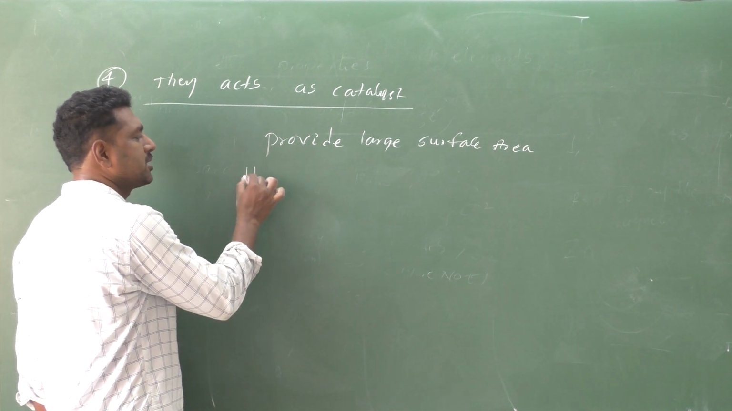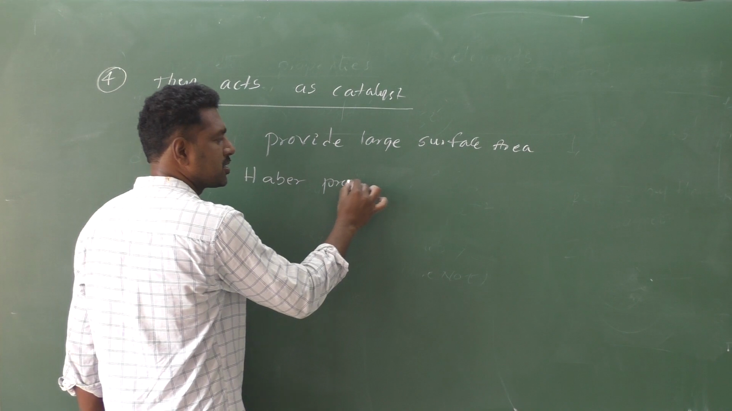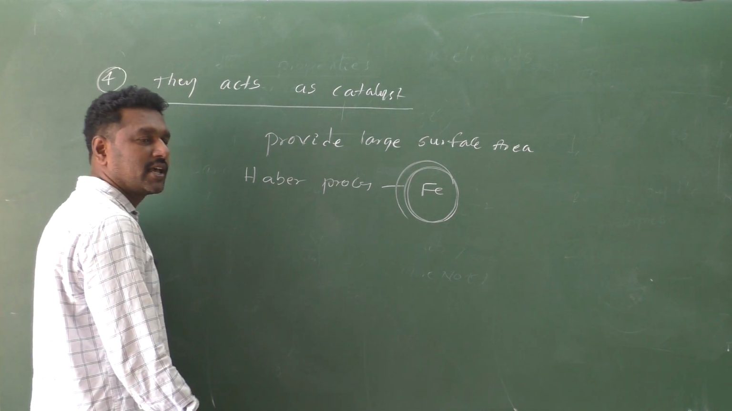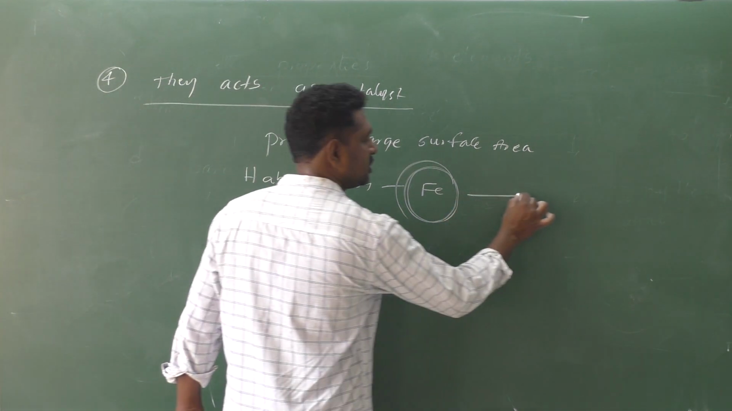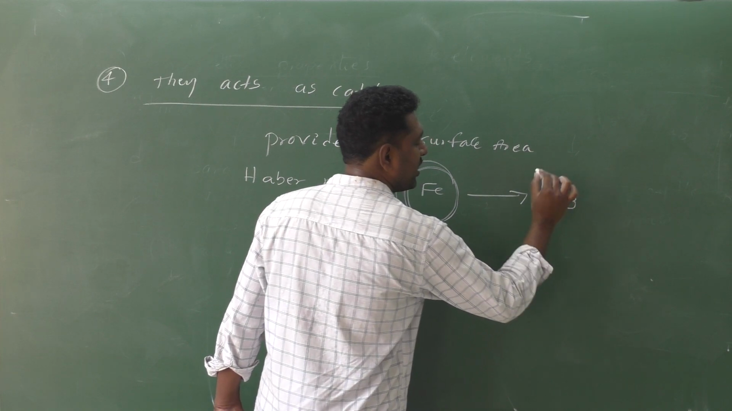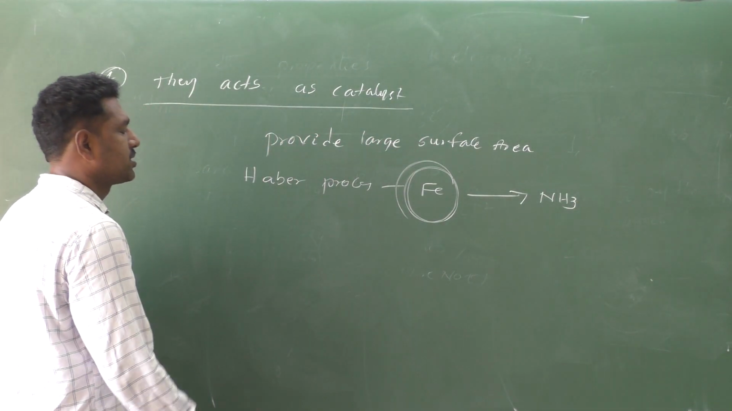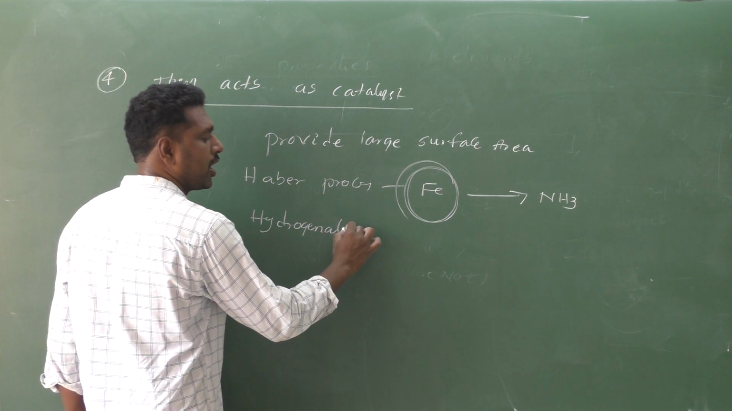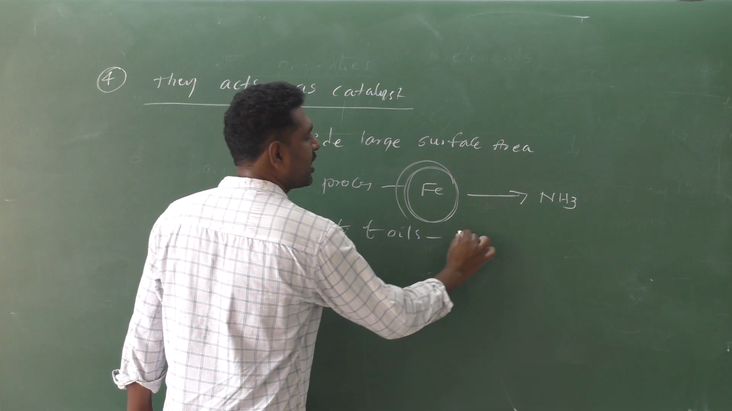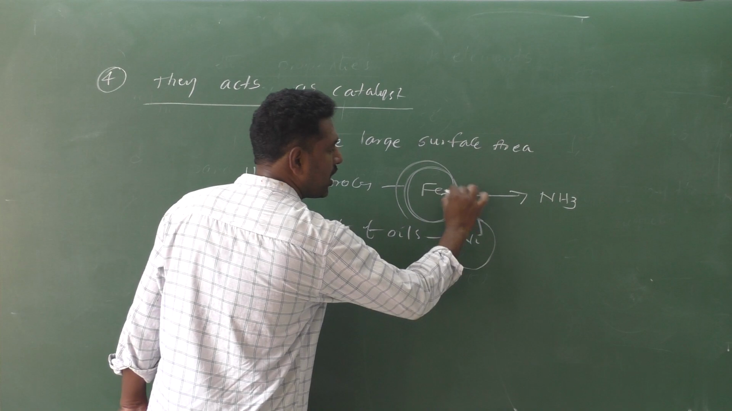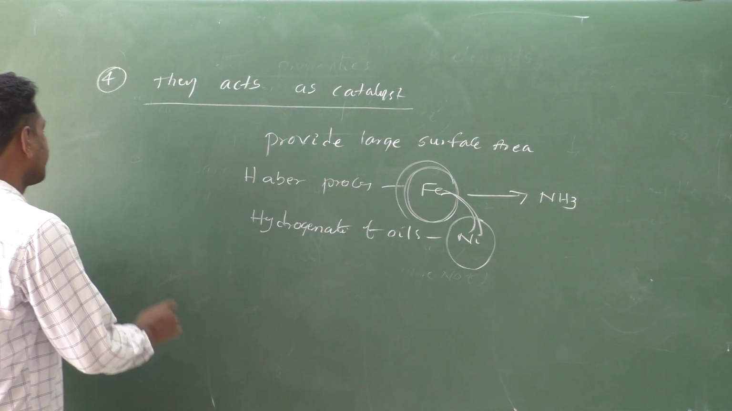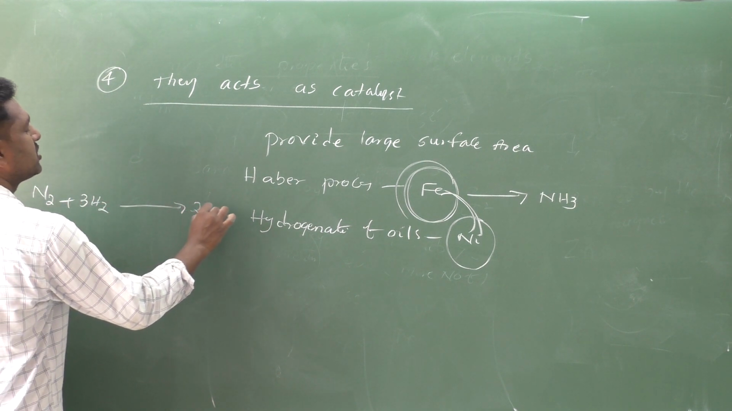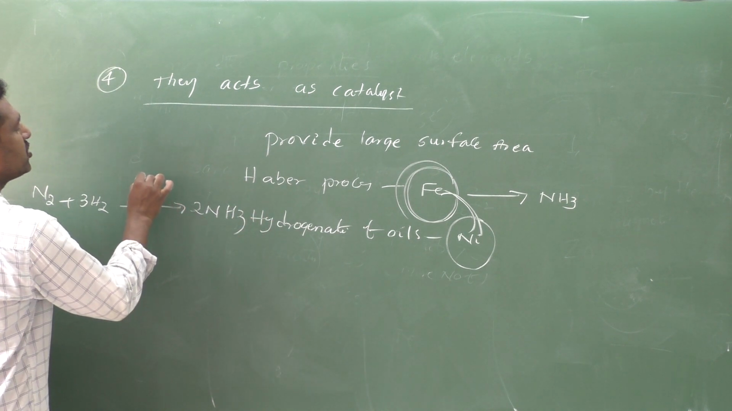For example, in the Haber process, finely divided iron is used as a catalyst to prepare ammonia. In hydrogenation of oils, nickel is used as a catalyst. These two are d block elements. Because in the Haber process, N2 plus 3H2 gives rise to NH3. The ammonia product is formed. Here we are using iron.